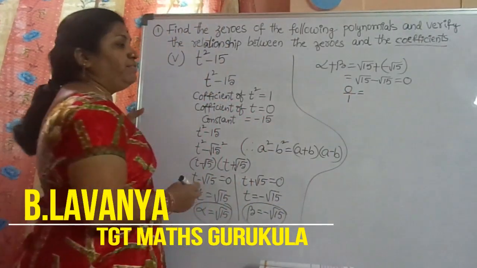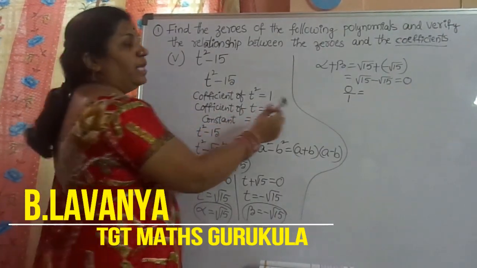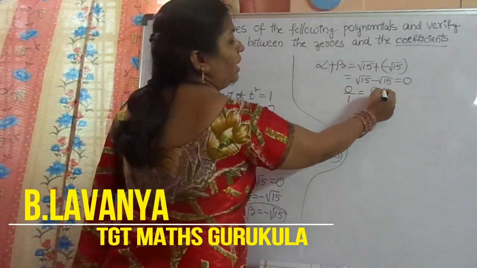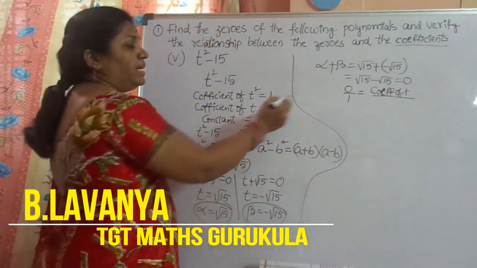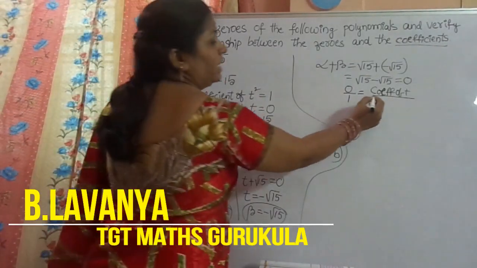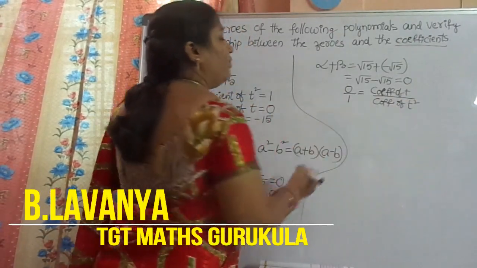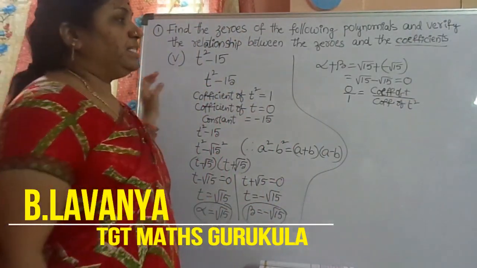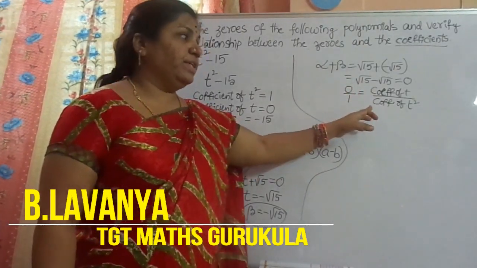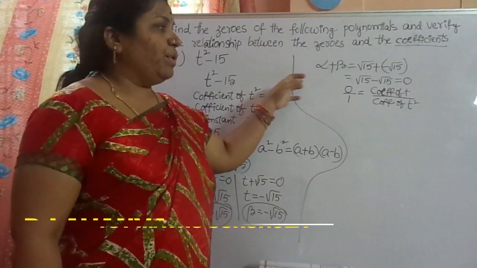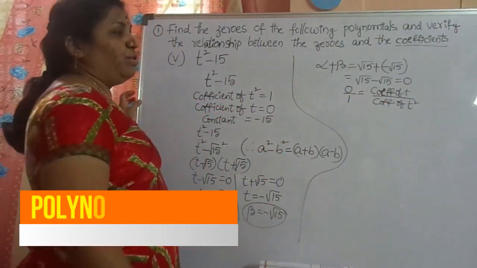See here, which coefficient is that 0? It is the coefficient of t, meaning the coefficient of x, and the 1 is the t square coefficient. So the coefficient of t square. Now we got the relationship: the sum of the roots is equal to the coefficient of x term by the coefficient of x square term. Here we have the polynomial in terms of t now, that's why we are writing the coefficient of t by the coefficient of t square.